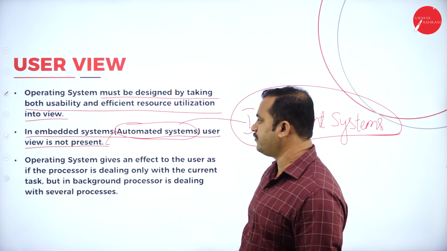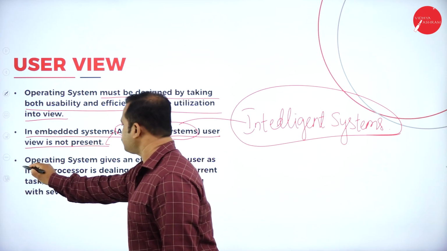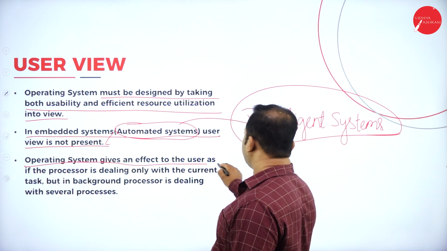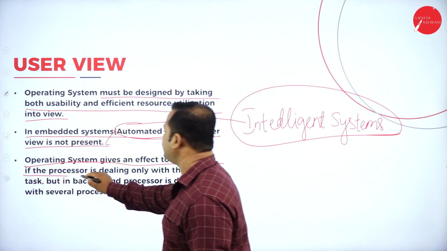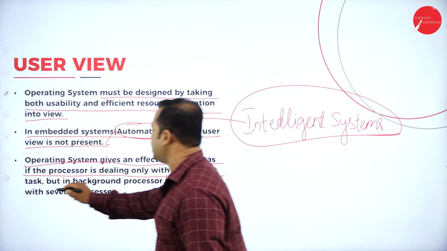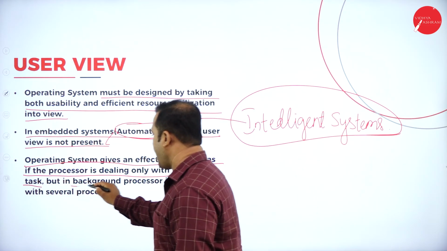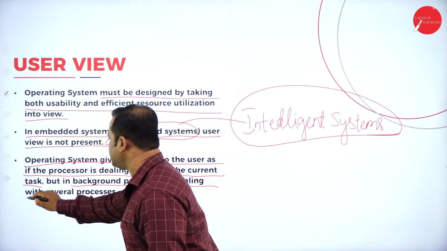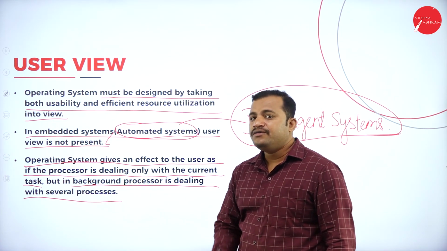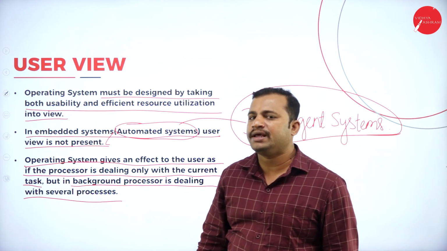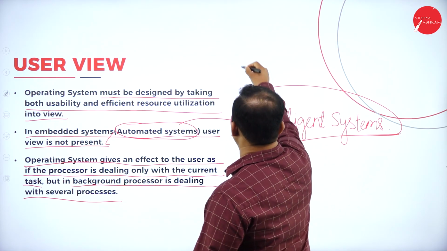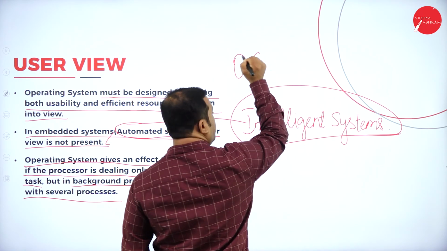If that is the case, the operating system gives an effect to the user as if the processor is dealing only with the current task. But in the background, the processor is dealing with several processes. For this, let me give you one example. Operating system. Now I am talking about operating systems.